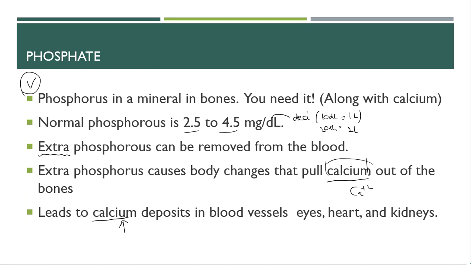Now, that's kind of a problem because if it's building up in your blood vessels, it can also build up in your eyes, in your heart, and also in your kidneys. So, calcium leaching is something that we do not want. And some people's bodies will do this more than others. It's just really what kind of genetic code do you have? Okay, that's going to be a part of it.